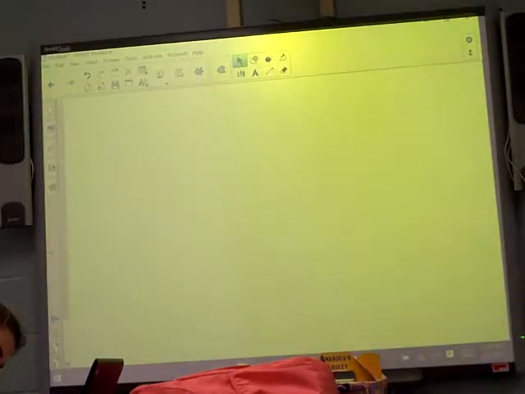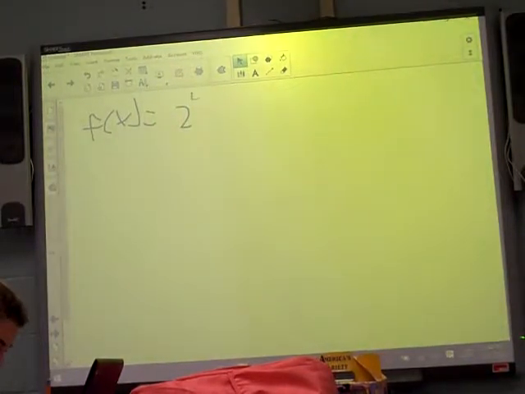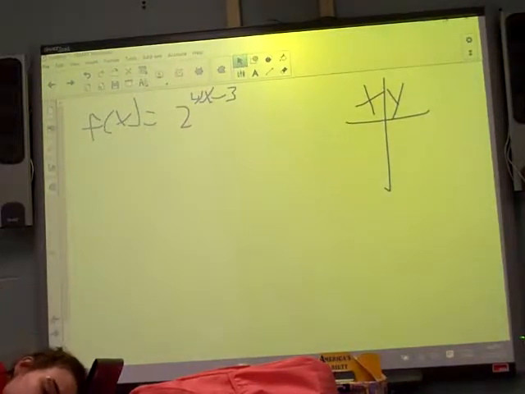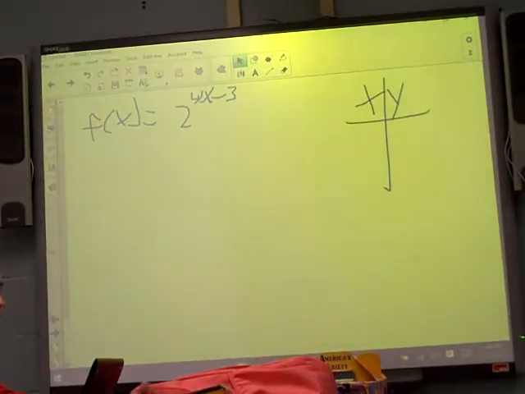Alright, this one says f of x is equal to 2 and then 4x minus 3 is all in the power. That's a 4 that looks like chicken scratch. 4x minus 3. Okay, what I'm going to need from you is 4 points. So figure them out. Either do it by hand the way I did, or type it in your calculator and go look at the table. But I'm fixing to pick on you and ask you for some points. So either by hand or on the calculator, does not matter.